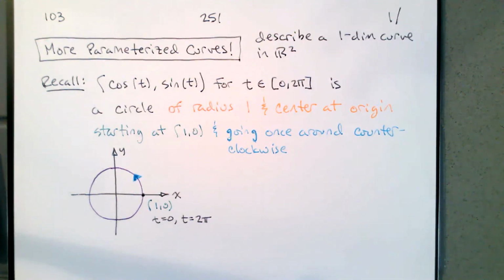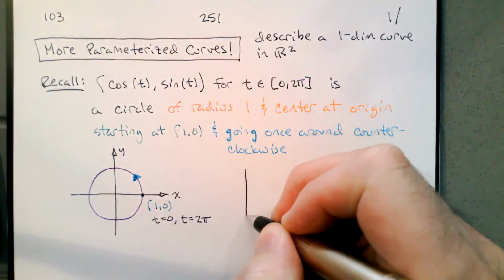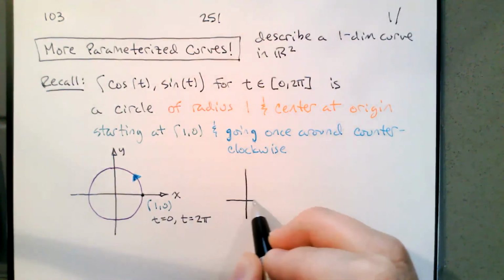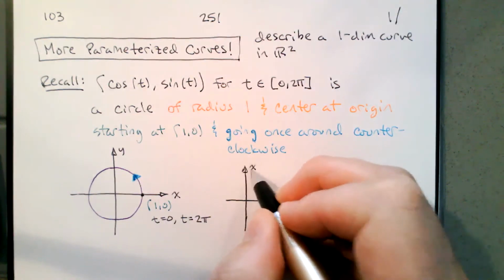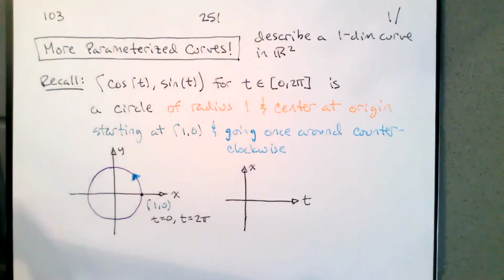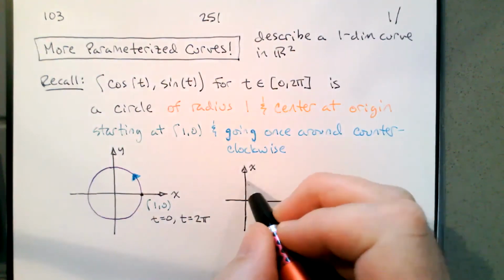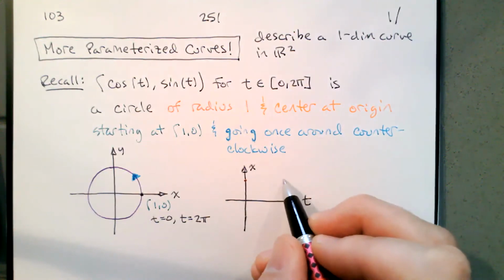If we just look at x equals cosine of t, let's draw a picture of x equals cosine of t. I'm going to have x on the vertical and t on the horizontal. The cosine graph starts off at 1, drops down to -1, and then comes back up to 1.